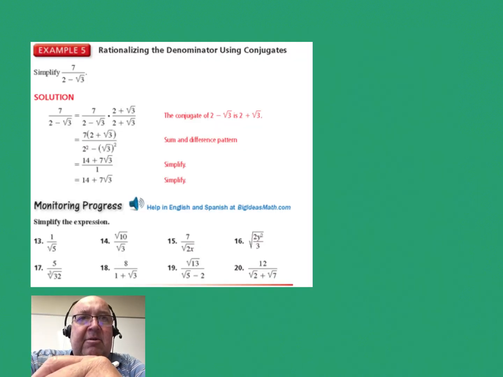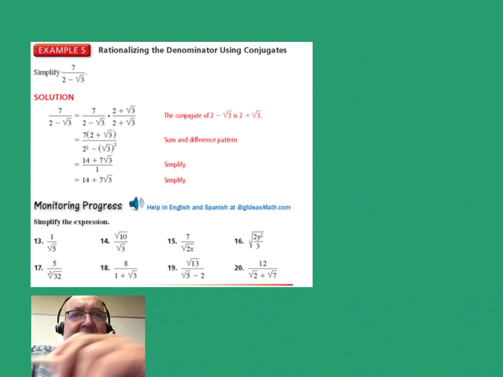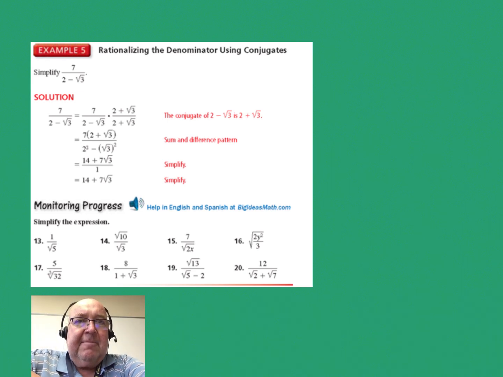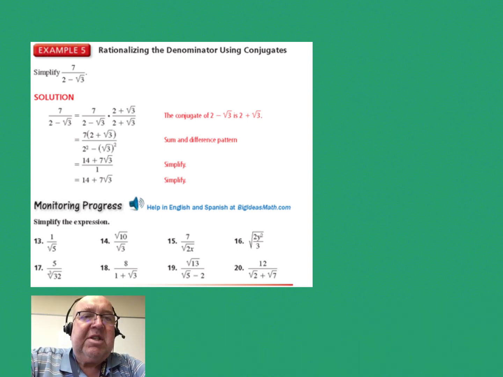All right, so this example on this page shows rationalizing using the conjugate. You have 2 minus radical 3. You multiply by 2 plus radical 3, which is the conjugate. You distribute the top part of the equation. You end up with 2 squared on the bottom minus radical 3 squared. So you would end up with 4 minus 3, which would just be 1.